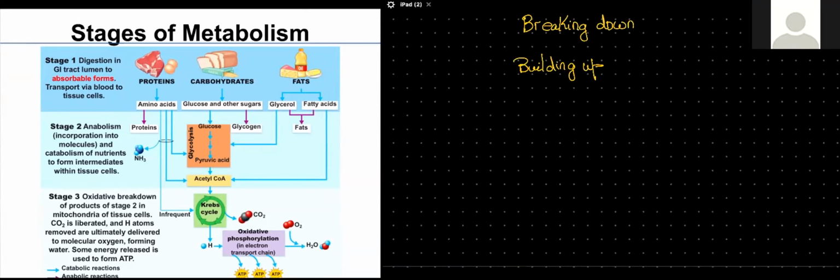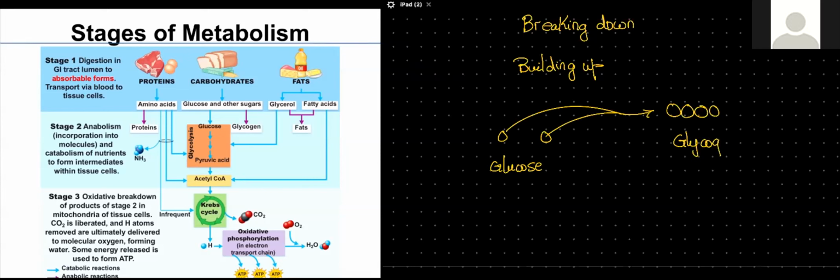If I start with a simple chemical compound like glucose, and I'm storing this glucose into a more complex structure like glycogen, I'm building complex compounds from simple ones. We call this an anabolic activity, or anabolism.